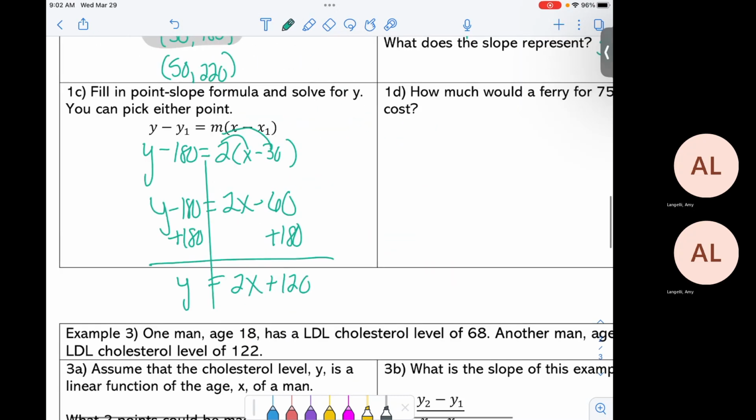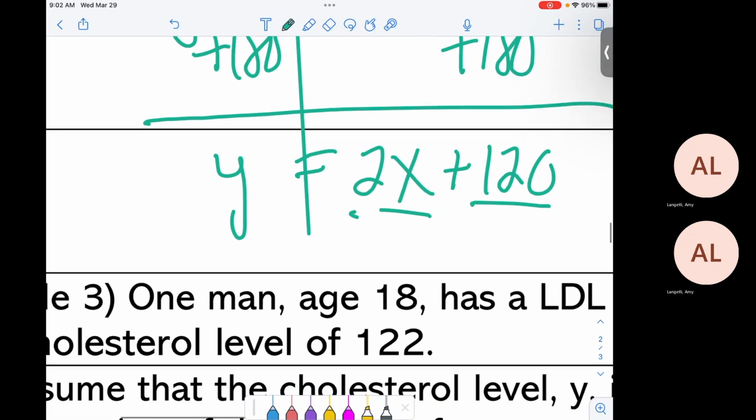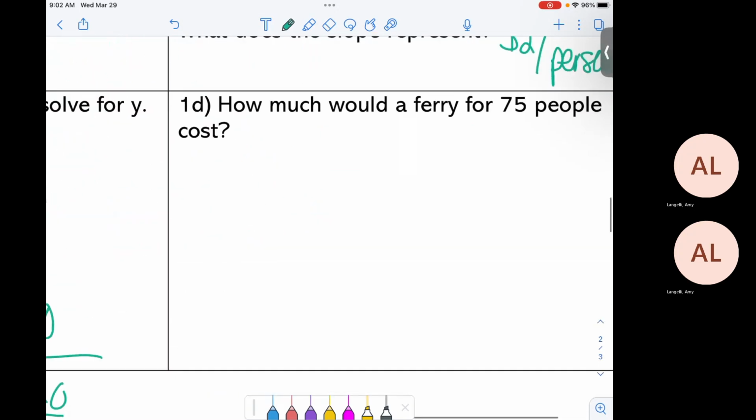So this 120, just so you guys know, this is the cost of renting a boat. There's your $2 per person. That's how that works, right? Yes. Okay. How much would it cost for 75 people? x or y? That's an x. So it was y equals 2x plus 120.